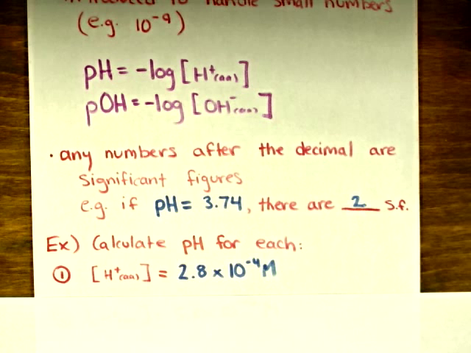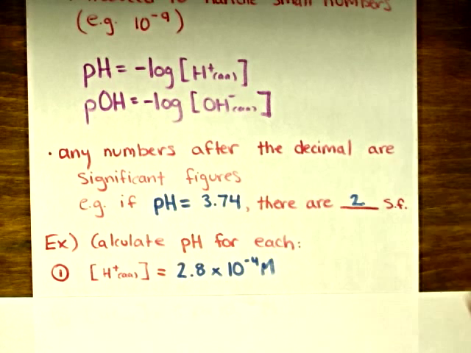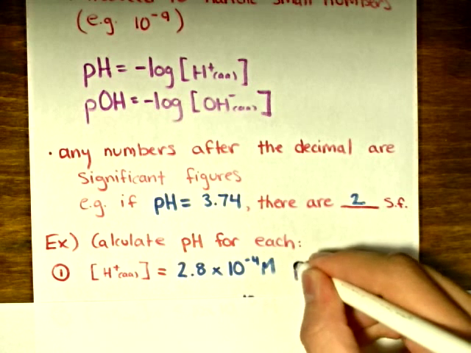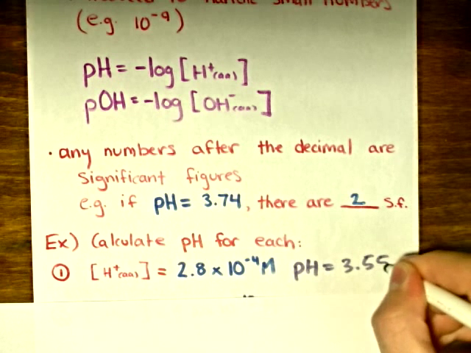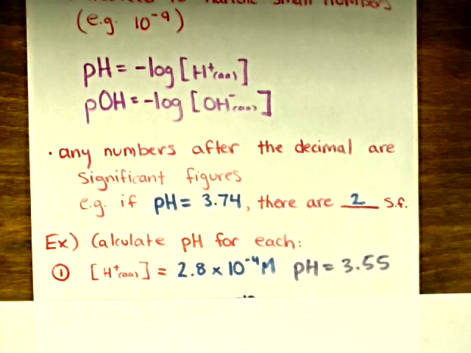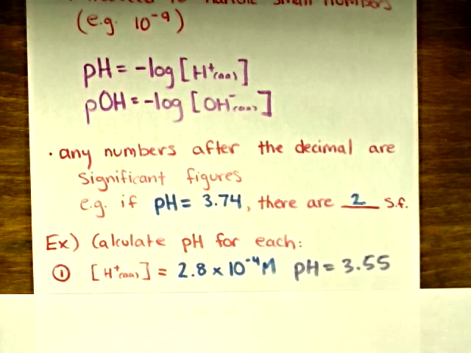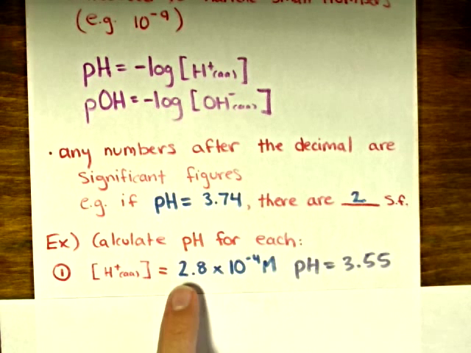So this is quite simple. All we have to do is substitute this hydrogen ion concentration into the above expression, and that will give us the pH. If we do that, we'll end up with a pH of 3.55. And remember, this has 2 significant figures. It must have 2 because the original hydrogen ion concentration also had 2 significant figures.